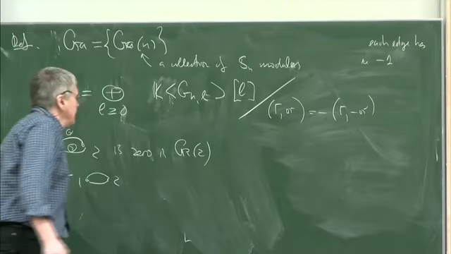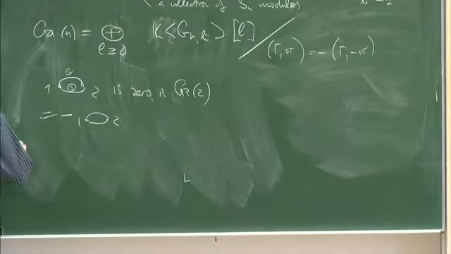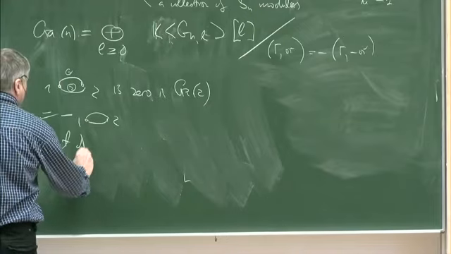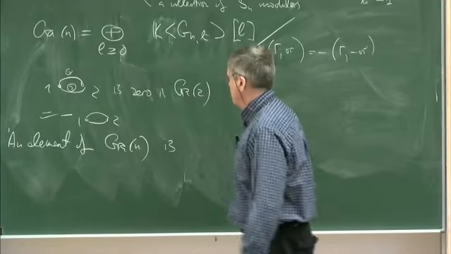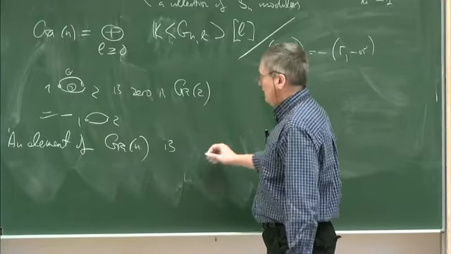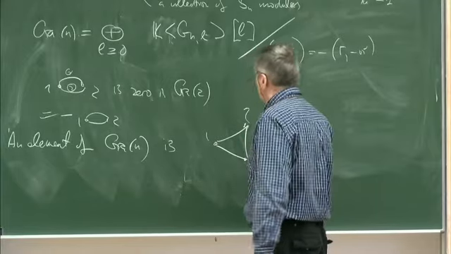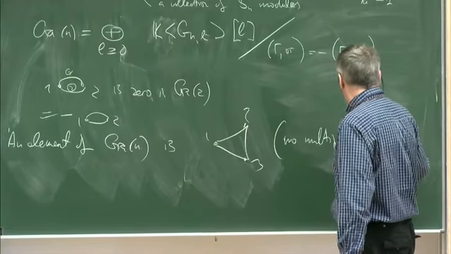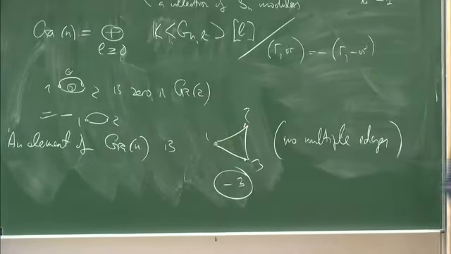Okay? So what is essentially an element of graph N? It is again a graph with no multiple edges. Say 1, 2, 3, no multiple edges. And it will have degree minus 3, in fact, right? Now it's a graded vector space. The number of edges is the degree.